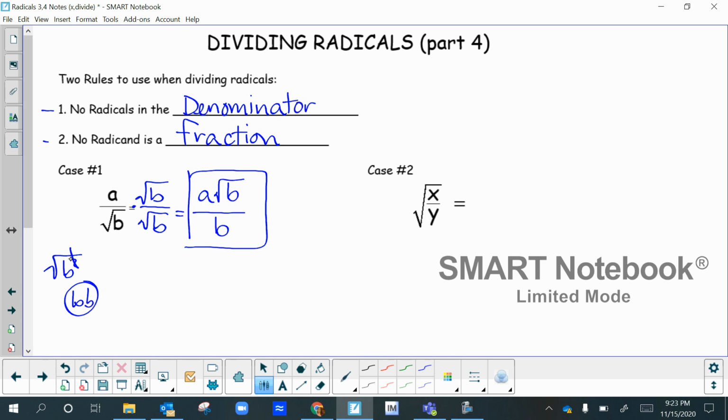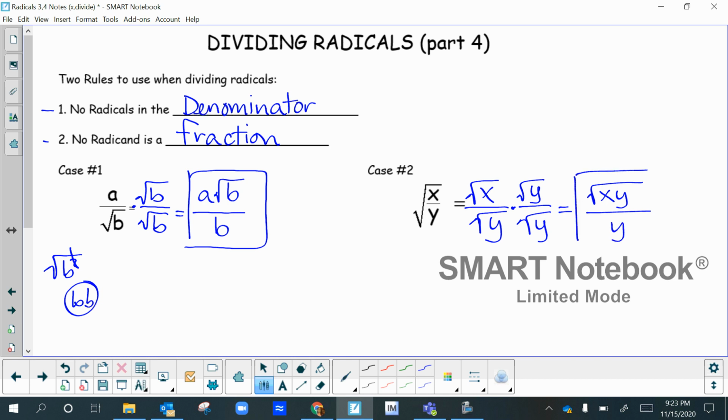So let's look at case number 2. I see a radical and I see a fraction under the radical, okay? So here's what you do here. You want to split it apart like this. And then now it takes us back to case number 1, which has a radical in the denominator. So I'm going to simply multiply by the number 1, but the way that number 1 is going to look is like this, radical y over radical y. So then on the numerator, I'm going to have radical x times radical y, which is simply radical xy, and radical y times radical y is simply y. And now there's no radical in the denominator.